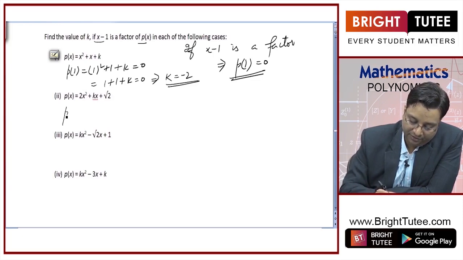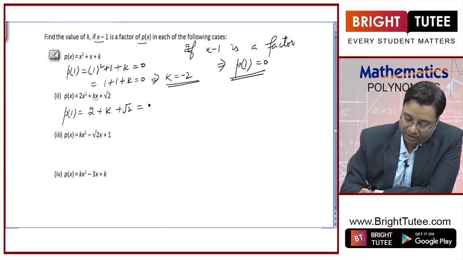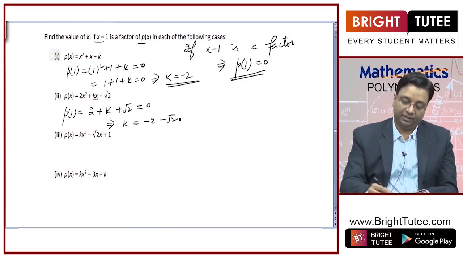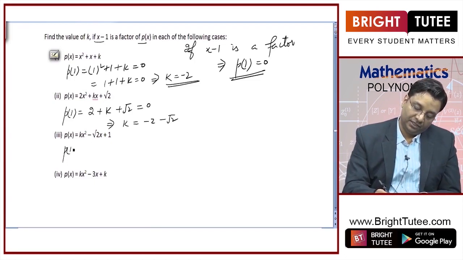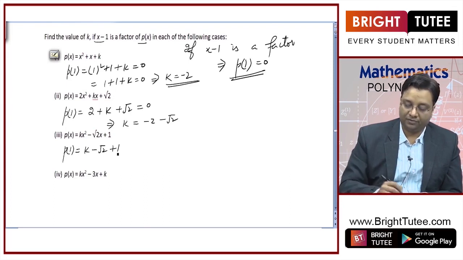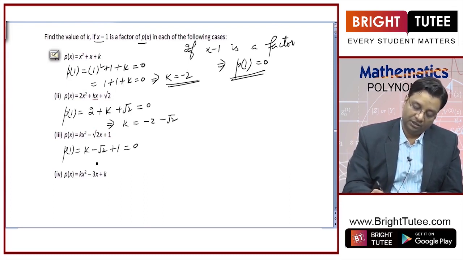In this, if I put p of 1, that is 2 into 1 square plus k into 1 plus root 2 equal to 0, this will give me k equal to minus 2 minus root 2. And in this, p of 1, that is k minus root 2 plus 1 is equal to 0. So k is equal to root 2 minus 1.